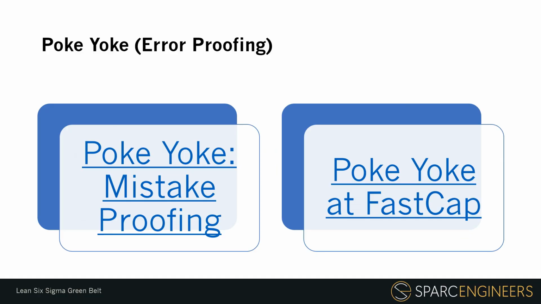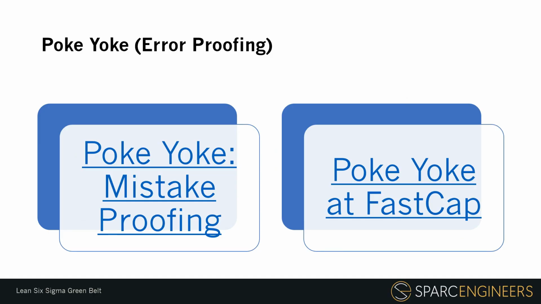Examples might include a fixture that only allows a part to be loaded in the correct orientation, a connector that can only be plugged in one way, a sensor that stops a machine if a part is missing, or a checklist that prevents a critical step from being skipped. The best poka-yoke solutions are simple, practical, and built into the process.